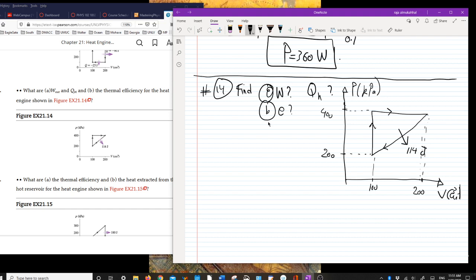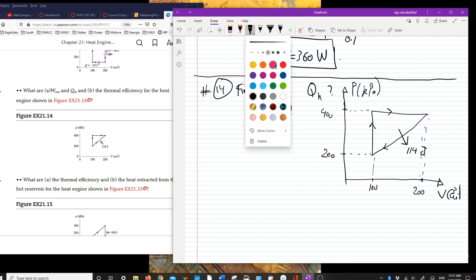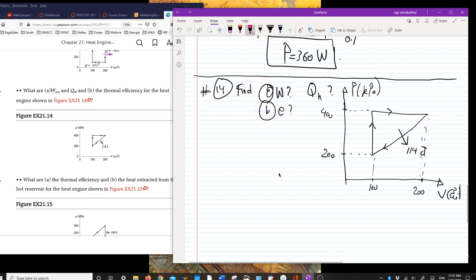All right. Okay, so he wants us to find the work. The easiest way to do it is, let me change the color to red. Since we're dealing with a nice looking geometric system, all we need is to get the area, not the area under the curve, the area of the cycle, like this. Get the area of the triangle. This is how you get the work.